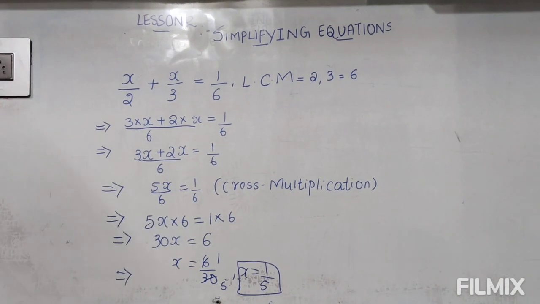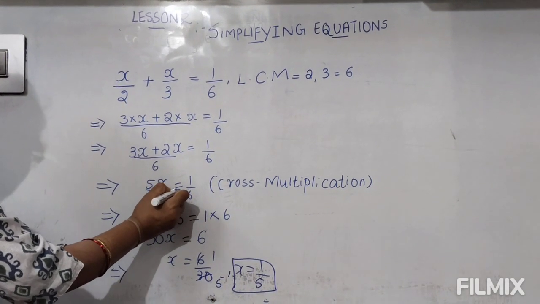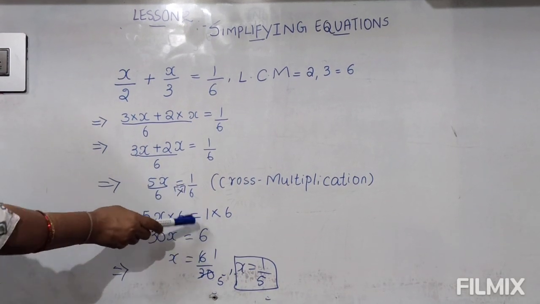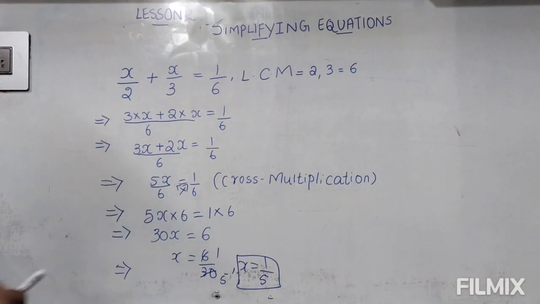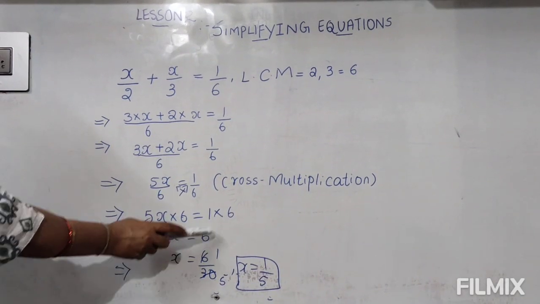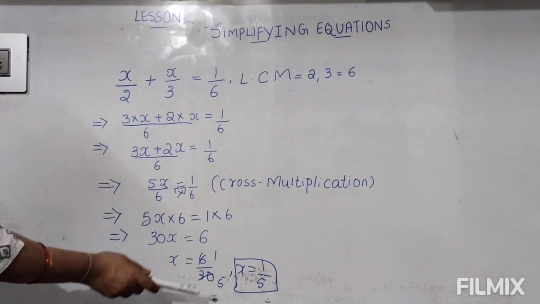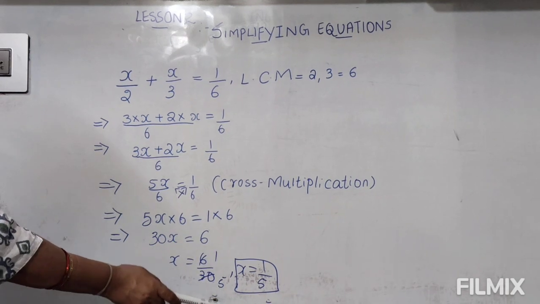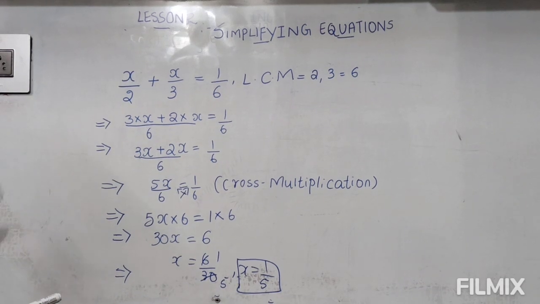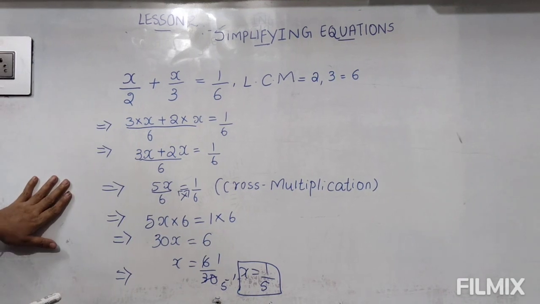On cross multiplication it is like this. 5x into 6 is equal to 1 into 6. 5 6s are 30, so 30x = 6. x = 6/30. 6 1s are 6, 6 5s are 30. x = 1/5 is the answer. This is how we are going to do if this type of sums are given.